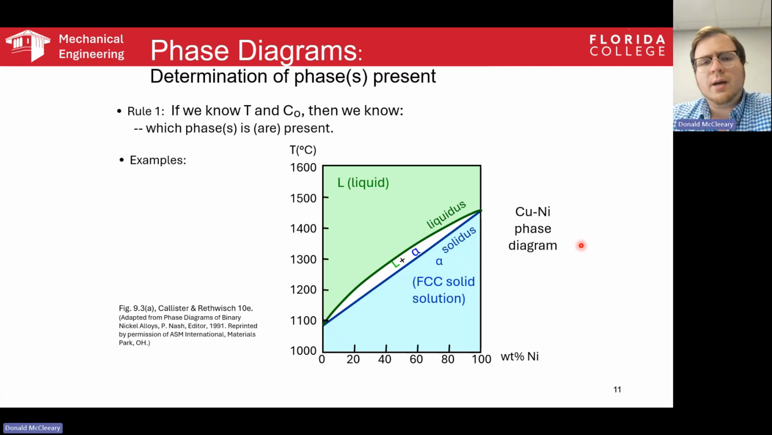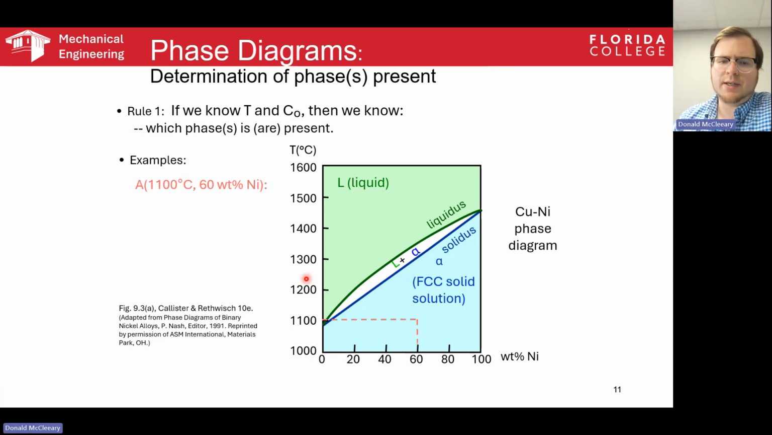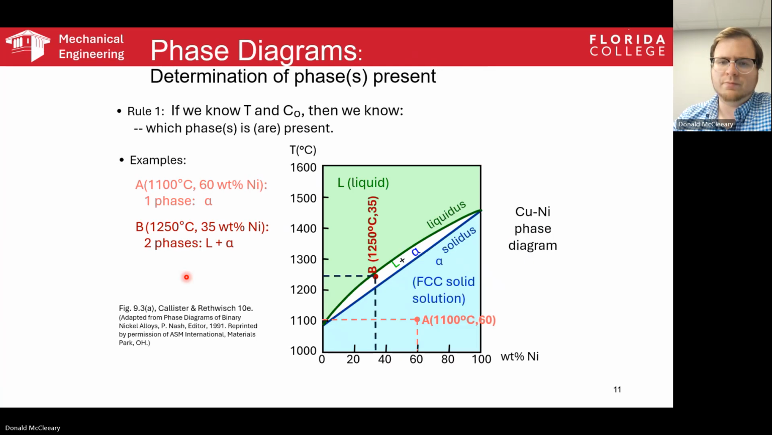Okay, so if we know temperature and composition, then we know which phases are present, right? That's rule number one. So at 1100 degrees Celsius and 68%, we're going to have just our alpha phase, right? And then at 1250 degrees Celsius and 35 weight percent nickel, we're going to have both liquid and alpha. The problem is we don't really know what the concentration of just our liquid and alpha phase in this particular instance are.